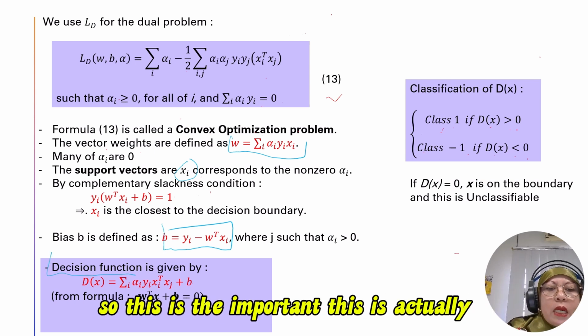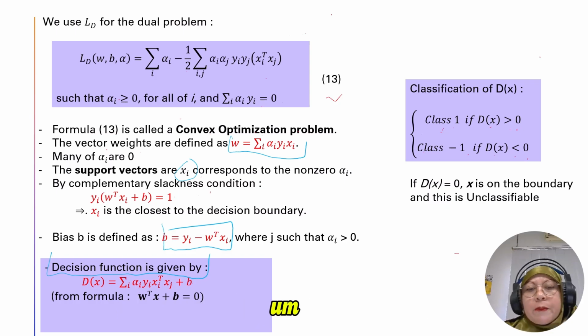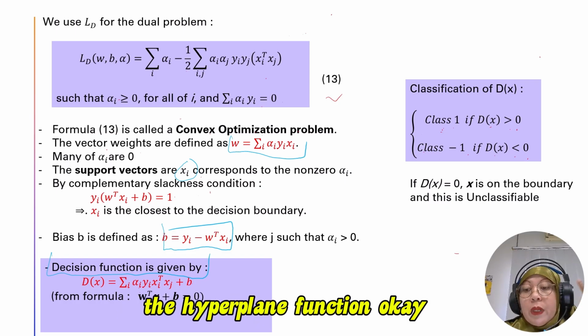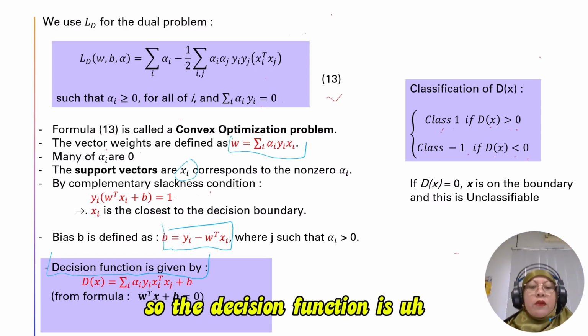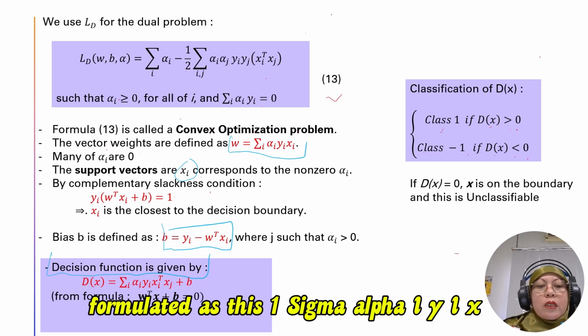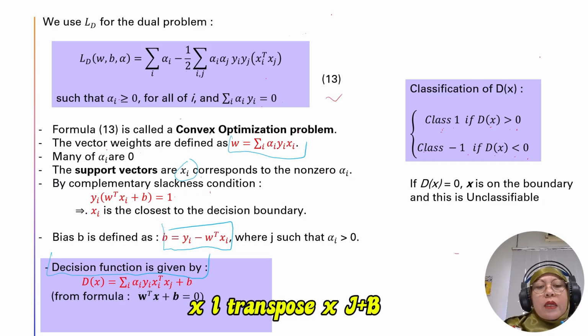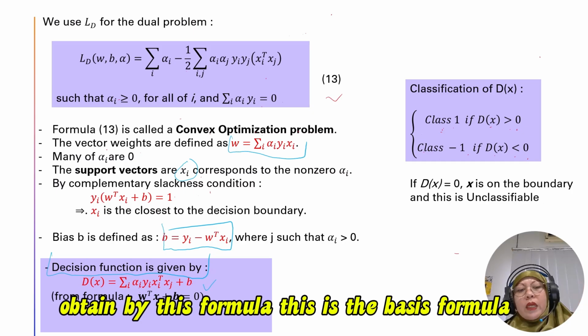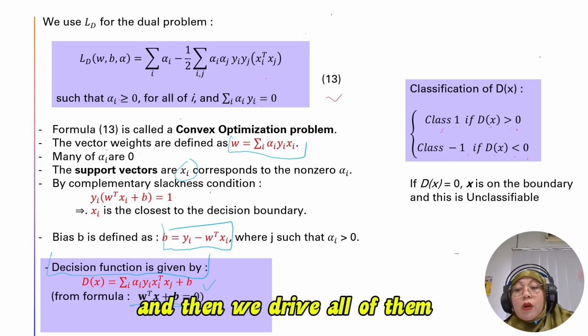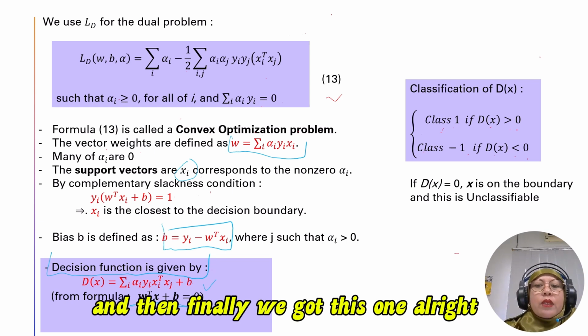So this is the important one. This is actually the hyperplane function. It's called the decision function. The decision function is formalized as this one: sigma alpha i yi xi transpose xj plus b. And this one is actually obtained by this formula. This is the basic formula, and then we derive all of them, and finally we got this one.